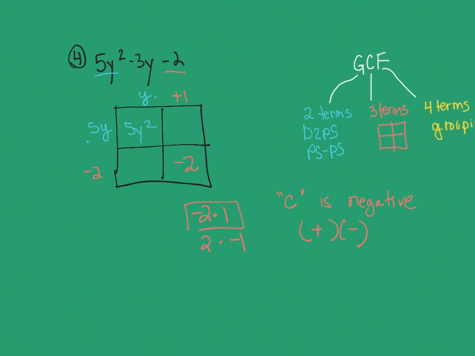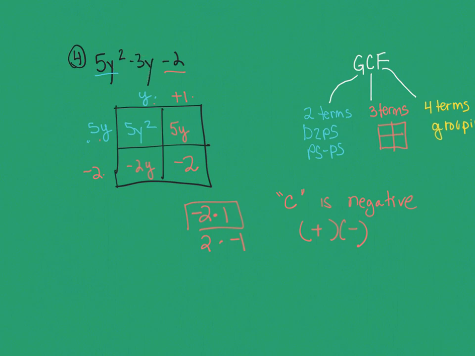So now I'm going to take and multiply. -2 times y is -2y. 5y times 1 is +5y. If I go to check myself, the 5y squared is there. When I go to combine like terms here, I have a 5y minus 2y. That's going to give me a +3y. I want a -3y.